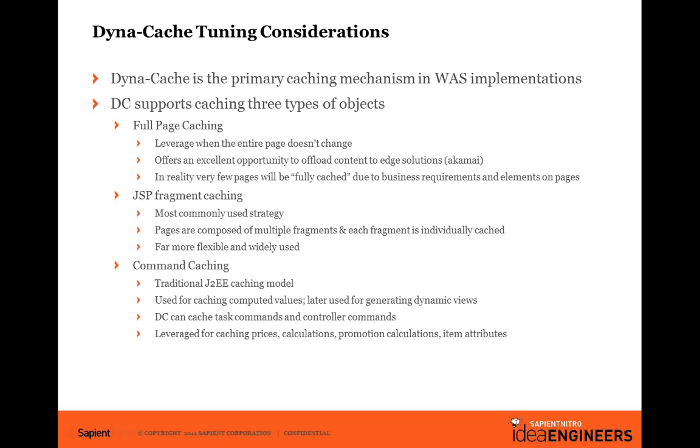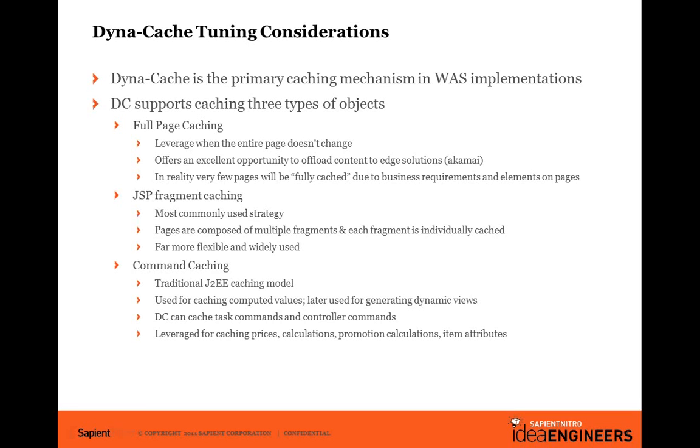The next is your JSP fragment caching, right? Every JSP is made up of multiple fragments, right? This is the most commonly used caching technique. A good example is a header and a footer. Let's say you use your header in all the pages, right? And a header has a lot of processing logic because it has to list all the categories, etc. But if you just cache them in Dyna-Cache, when it goes from page to page, it doesn't need to reconstruct itself. So it saves the page response time significantly.